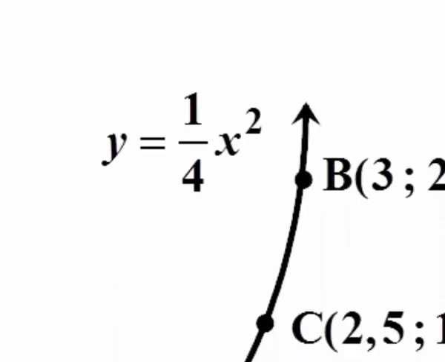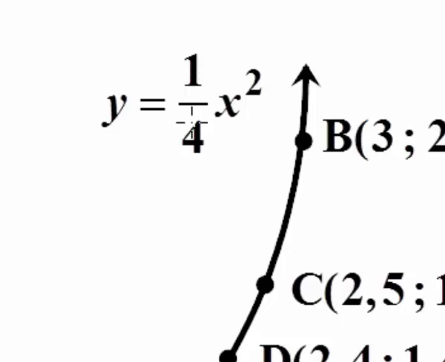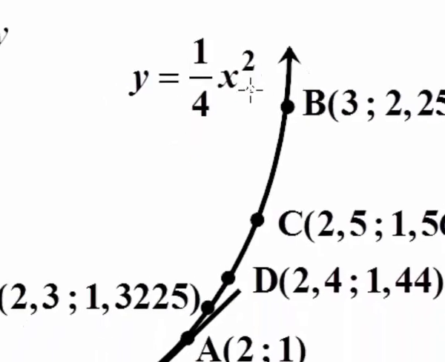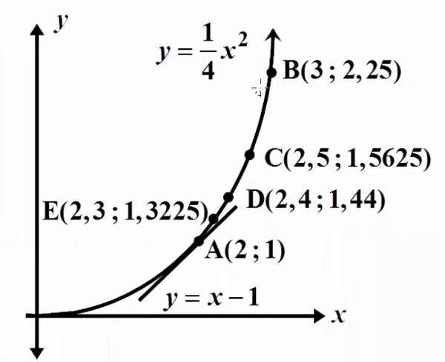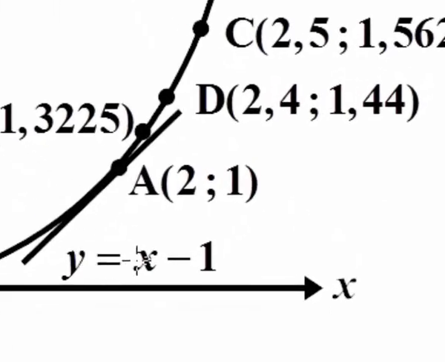Right, grade 12s, I want to continue with a further discussion on average gradients. What I'm going to do is give you the graph of a parabola y equals a quarter x squared. I've got a whole lot of points on this parabola. And notice as well that you've got a straight line y equals x minus 1, touching the parabola at point A.